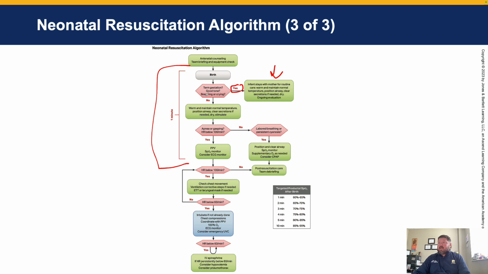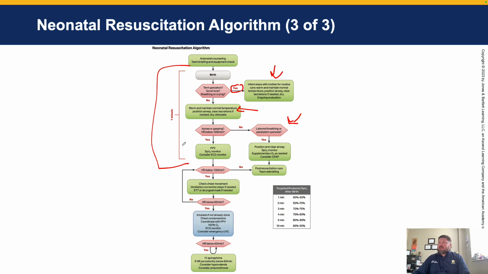If the answer is no to any of this box, we need to warm and maintain normal temperature, position the airway, clear secretions if needed, and dry and stimulate. Are they apneic or gasping, or is the heart rate below 100? If the answer is no, we need to check to see if labored breathing or persistent cyanosis is present. If so, we need to reposition the airway, monitor SpO2, and consider supplementary oxygen. If the answer is yes to apnea or gasping or heart rate below 100, we will begin positive pressure ventilations.